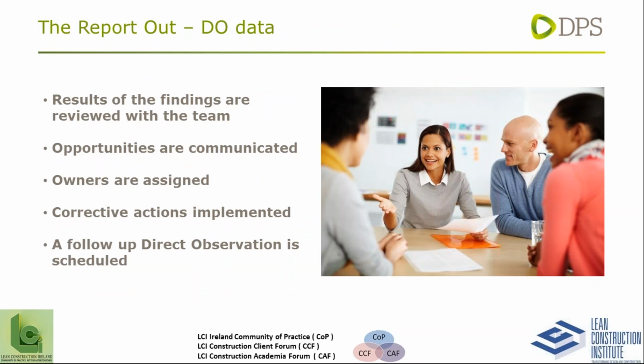Report out DO data. Results of the findings are reviewed with the team and they're communicated across the team. Opportunities are communicated. Owners are assigned to each recommendation that we bring forward. Corrective actions are implemented and a follow-up direct observation is scheduled. Typically 2 to 4 weeks because Rome wasn't built in a day and people need time to implement the recommendations that we give to them.